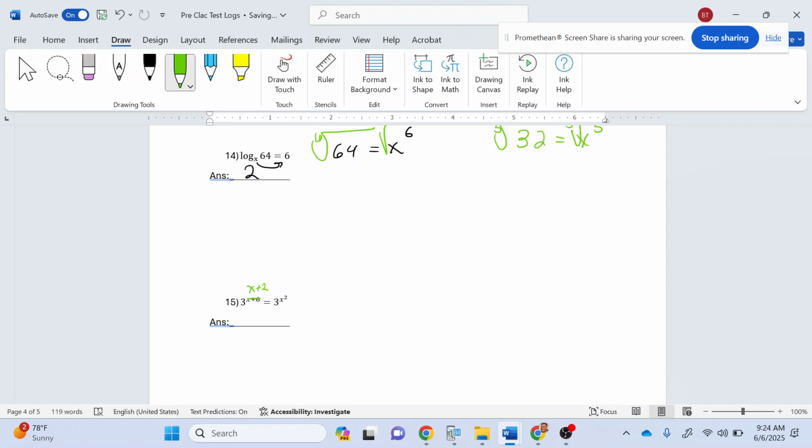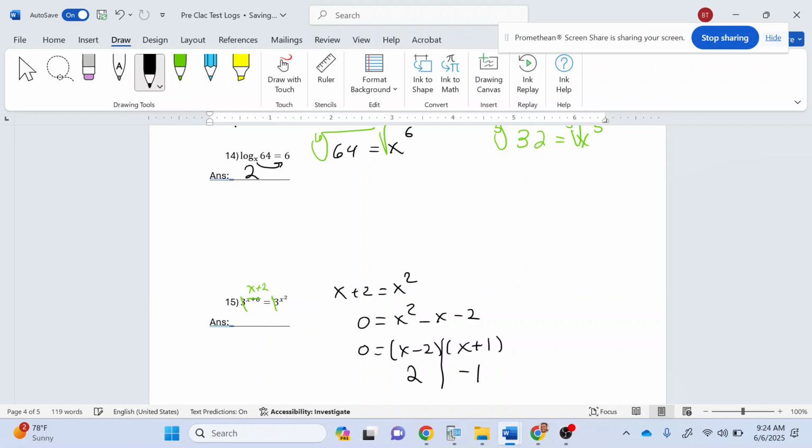Okay. All right. So this one, because the bases are the same, you could cross them out. And then you're just with x plus 2 equals x squared. I could set it equal to 0. 0 equals x squared minus x minus 2. Things that multiply to negative 2 add to negative 1. X minus 2, x plus 1. And then your two answers when you set it equal to 0 is positive 2, negative 1. These are exponents. Exponents can have negative answers. So both are okay. So 2, negative 1.